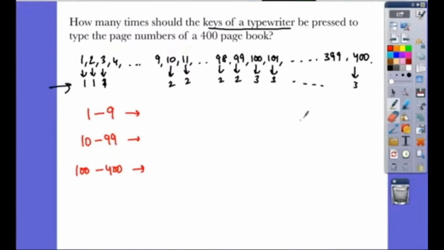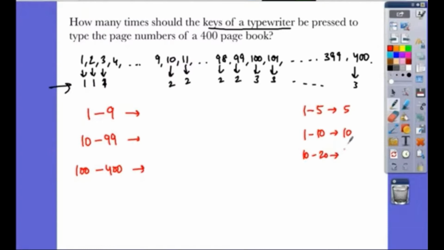Now, for counting, you'll have to understand how many numbers there are from 1 to 5. 1, 2, 3, 4, 5. There are 5 numbers. How many numbers are there from 1 to 10? Not how many clicks, how many numbers are there from 1 to 10? That's 10 numbers. How many numbers are there from 10 to 20?